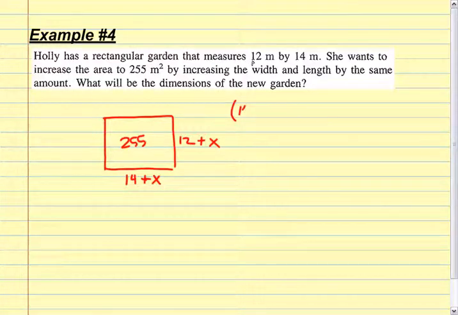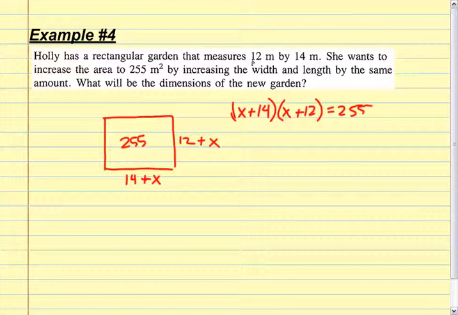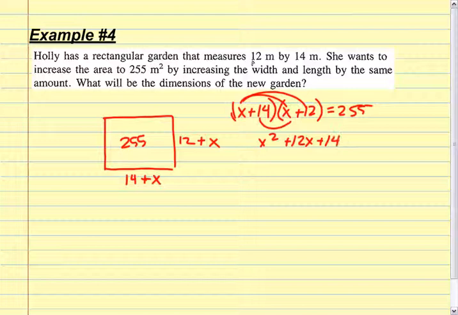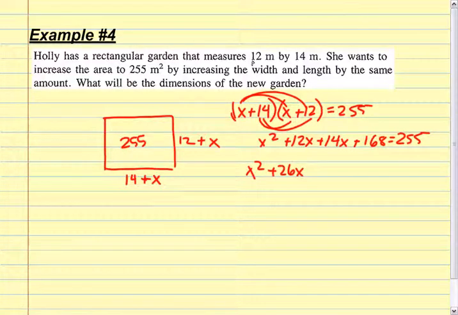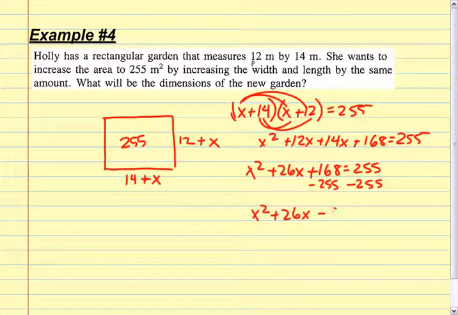I'm going to do x plus 14 times x plus 12 needs to equal 255. So x squared plus 12x plus 14x plus 168 is equal to 255. X squared plus 26x plus 168 is equal to 255. Now I'm going to subtract 255 from both sides, and I'm going to get x squared plus 26x minus 87 is equal to 0.